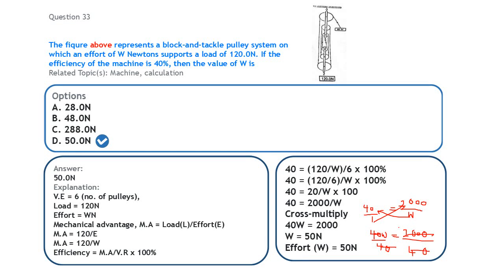Okay, so we are going to have 120 divided by 6, and that will give you 20 over W. Every other thing still remains as it is. Now from here, this is 20 over W times 100. You can now multiply the numerators, 20 times 100, so we have 2000 over W. So we have 40 is equal to 2000 over W. Then when we cross multiply, remember that this is 40 over 1 and this is 2000 over W.